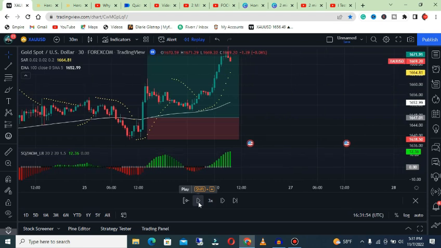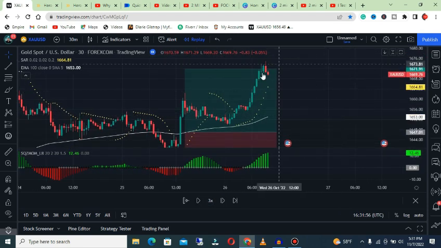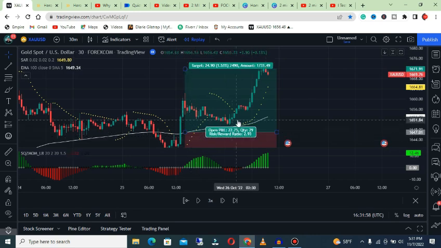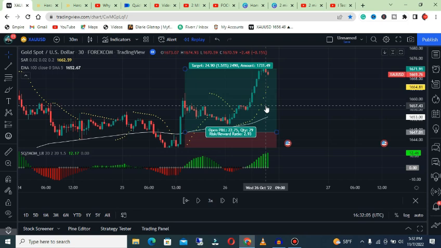Okay guys, a very good one there. We actually hit our take profit as well. So right here, guys, you can see this is a very great strategy. I'm doing this on the back test and trying to show you how this trade works.